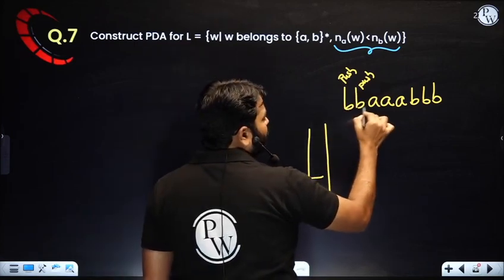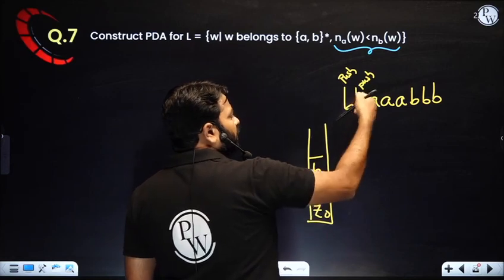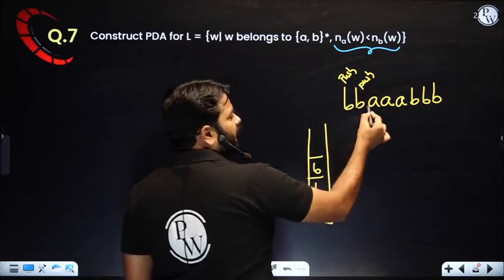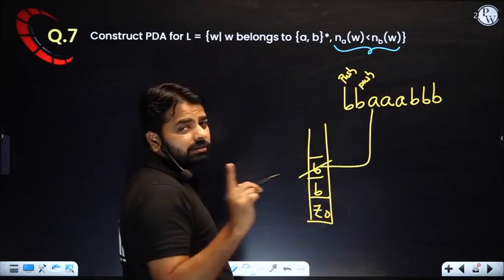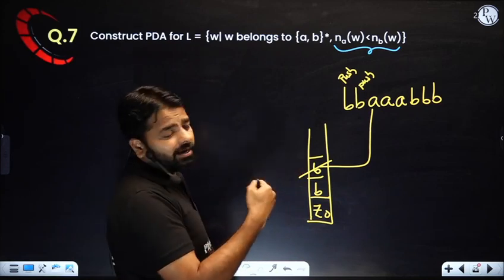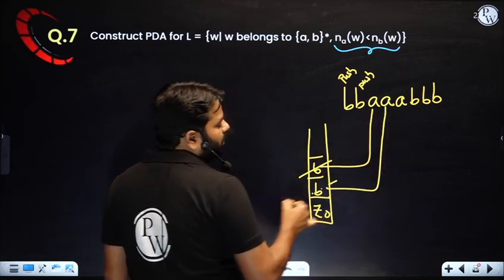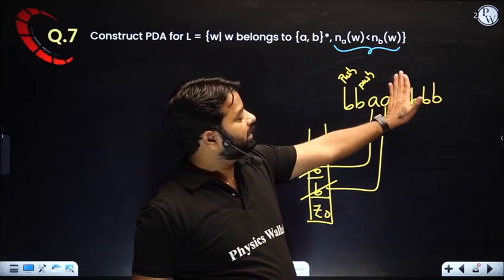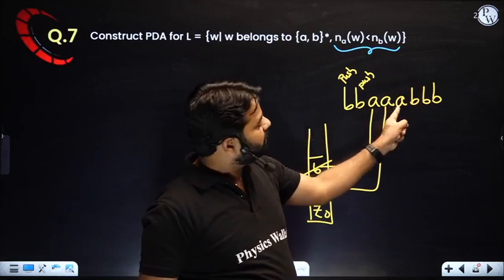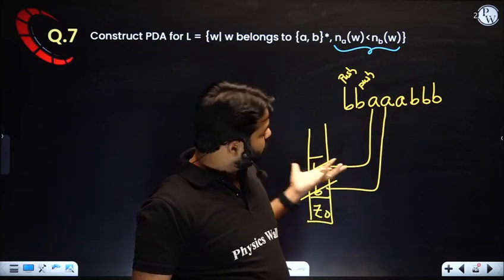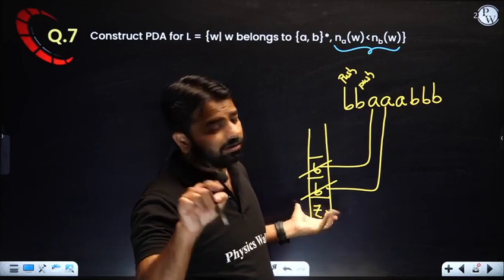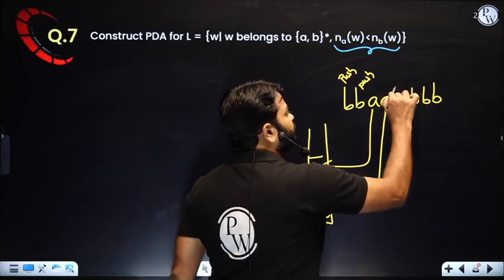A, what do we do after this? Sorry, we perform push for two B's. Then A, we pop. The opposite symbol is there in the stack. A, we pop. But at this point of time, you can see equal A's and B's have happened. So this third A, we have to push because nobody is left on the stack except Z0. So A, we push.